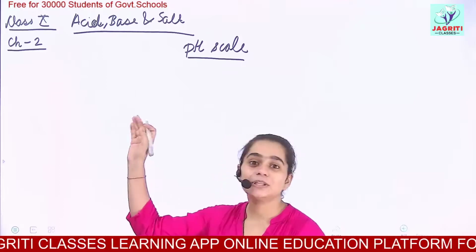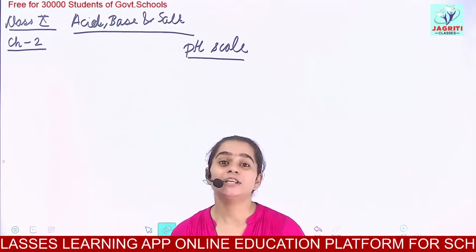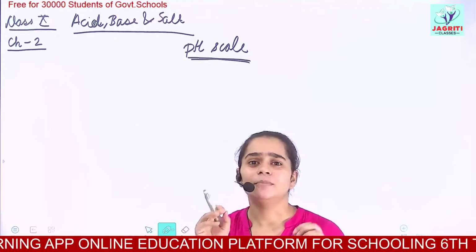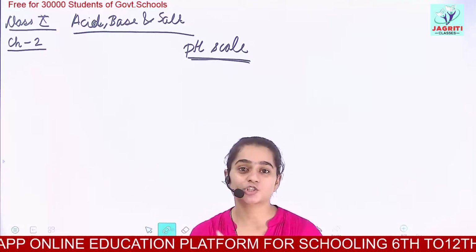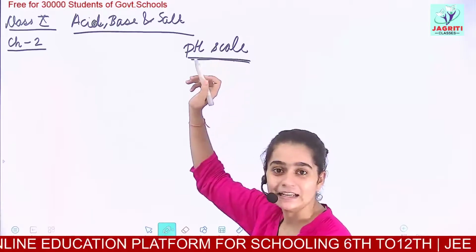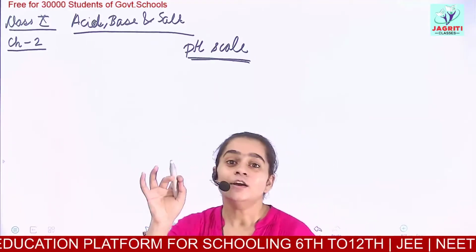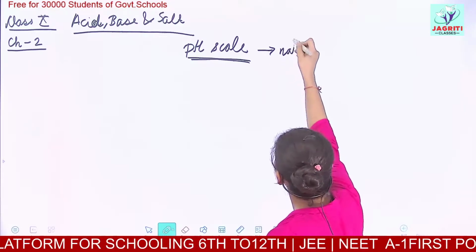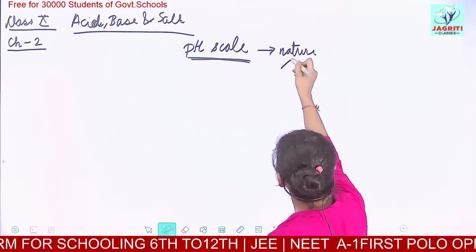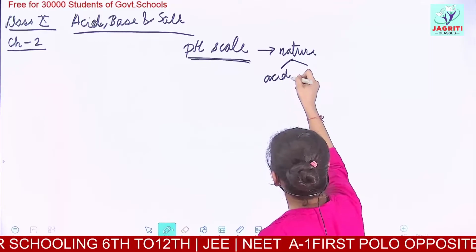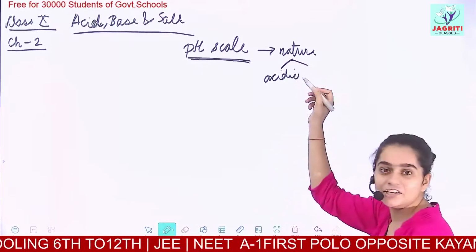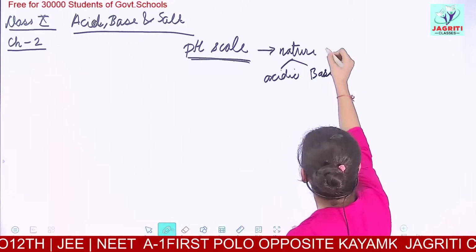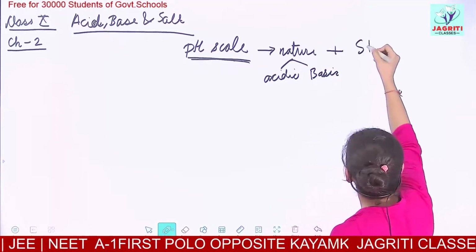Now we'll do the last section of this unit, which is the different types of chemical compounds. Before starting that, we'll do a short topic, what is pH scale. So pH scale is a scale which is used for determining the nature of the solutions, that is either it is acidic or basic. Plus we can determine its strength.